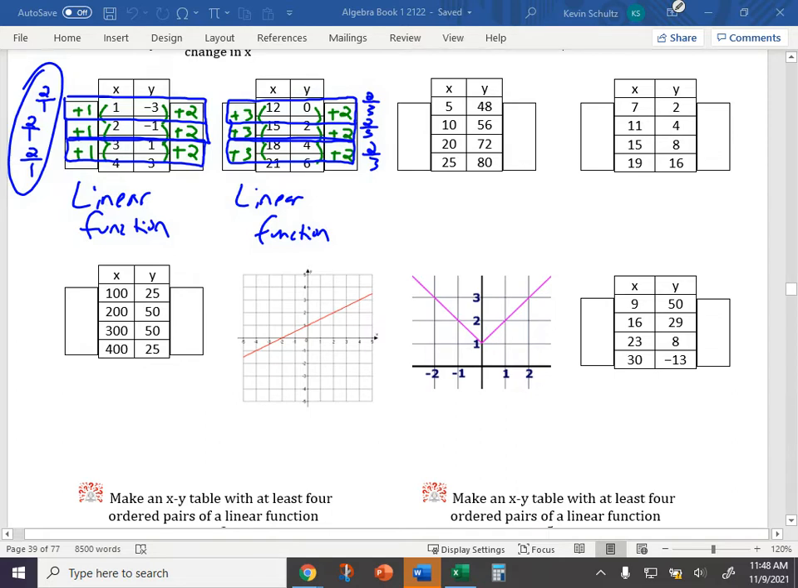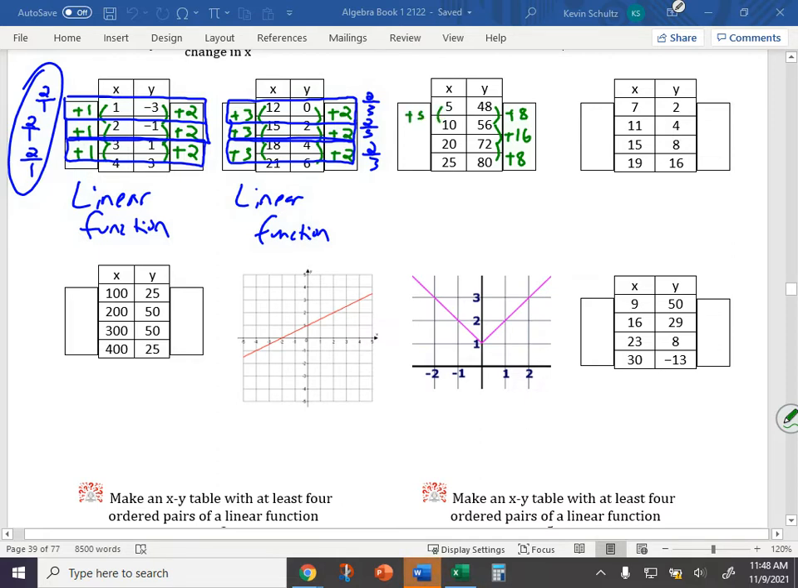The one thing you've got to be careful of is an example like the third one here. If you're working ahead and you're saying, okay, 48 to 56, that's plus 8. 56 to 72, that's plus 16. Uh-oh. 72 to 80, that's plus 8. At first glance, you might be thinking, that's not the same, not a linear function. But you have to also do the change in x. Because when we do that, watch what happens here.